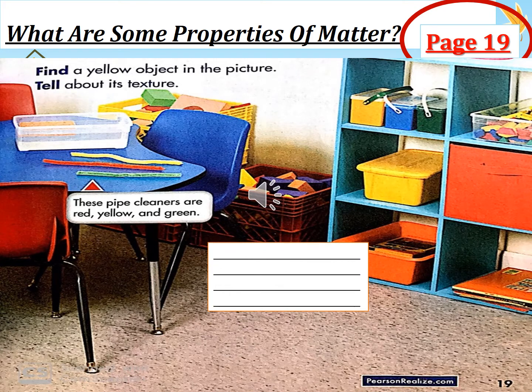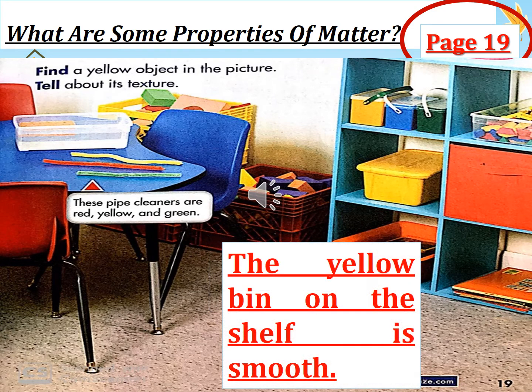Okay, kids, we are still on the same page. You are given the instructions. Find a yellow object in the picture. Then tell about its texture. Can you see all those yellow objects? Great. Write your answer on the space provided. You must consider smooth objects have a flat surface and rough objects do not. Okay, on the given task, you could have written, the yellow bin on the shelf is smooth.